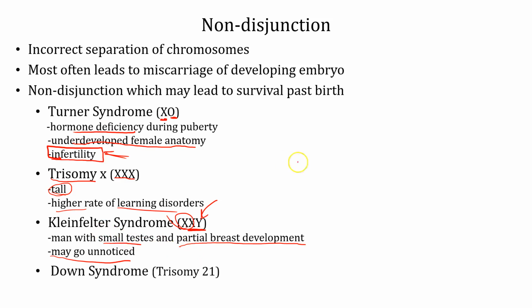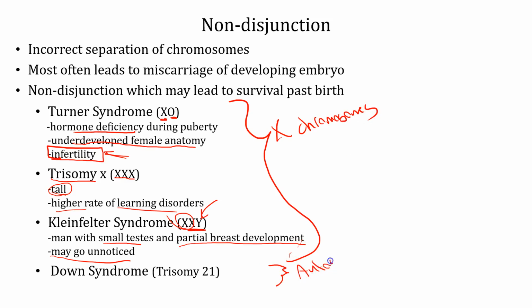Okay, the last one we'll talk about, these ones here are all dealing with X chromosomes. There is one that deals with an autosomal chromosome. This by no means is an exhaustive list. There's lots of other ones here, but one of the more common ones is Down syndrome. Down syndrome is trisomy 21.